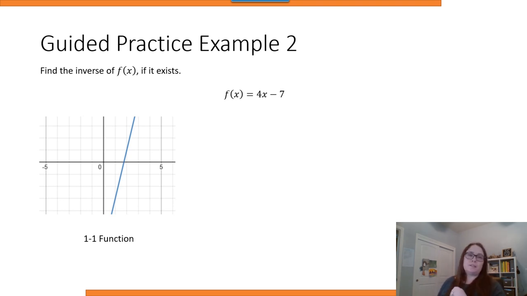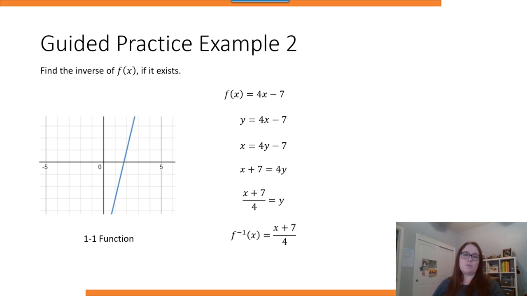So first step is replace that f of x with y. So now this is y equals 4x minus 7. And then I'm going to switch the places of the x and the y. So x equals 4y minus 7. And then I'm just going to solve this for y now that I've switched it. So I'll add 7 to both sides of the equation to get x plus 7 equals 4y. And then I'll divide by 4 to get the y by itself. So I have y equals x plus 7 over 4. And that is the inverse function.